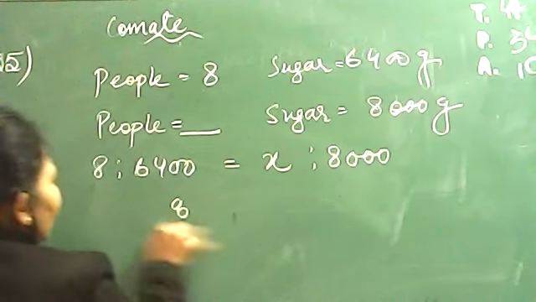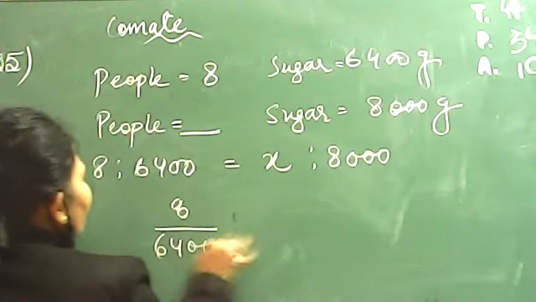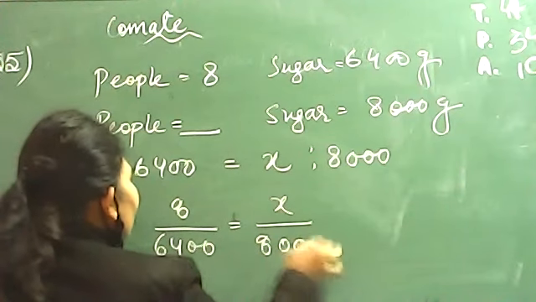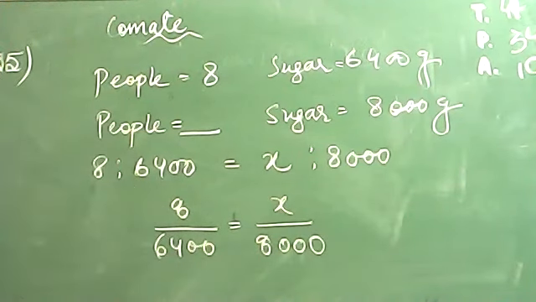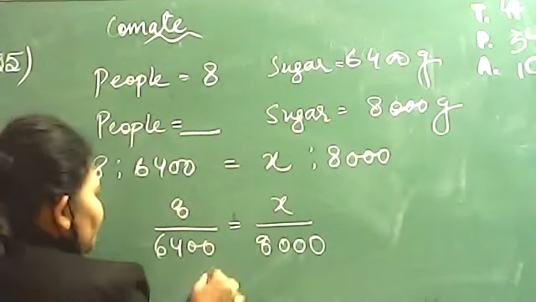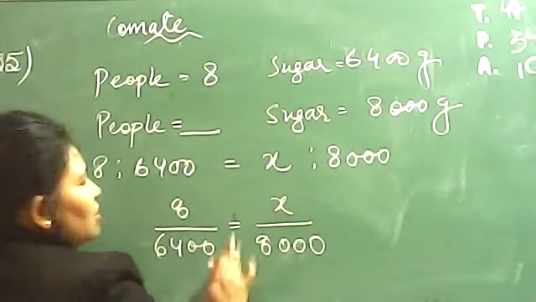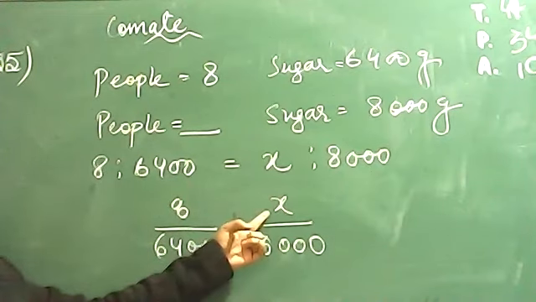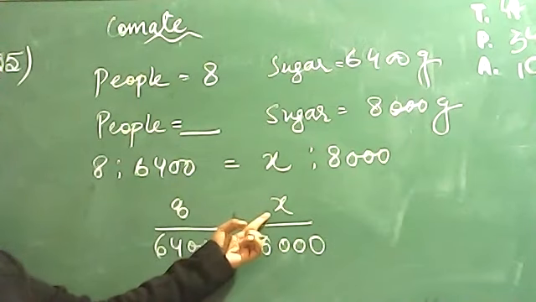So now 8 upon 6400 is equal to x by 8000. Now you can solve for the value of x. How can we solve it now? You can simply use the process of simplification as well. You can use the method of product of means, product of extremes also. How to find out the value of x? This is also taught by me. How can we do that?